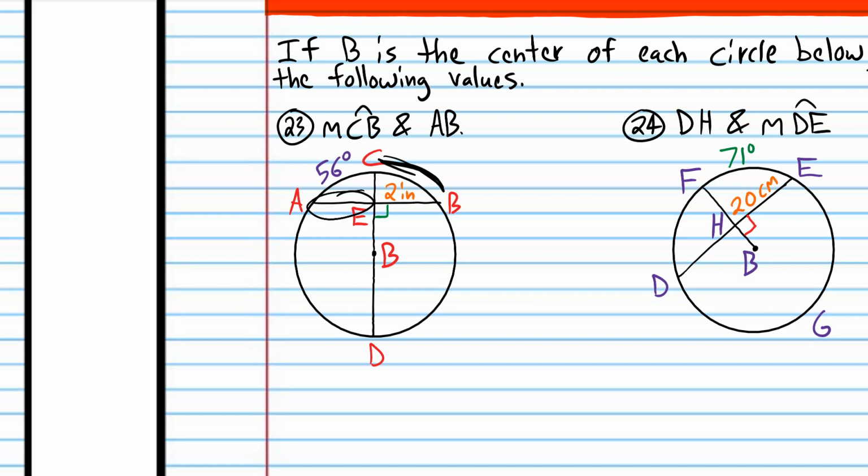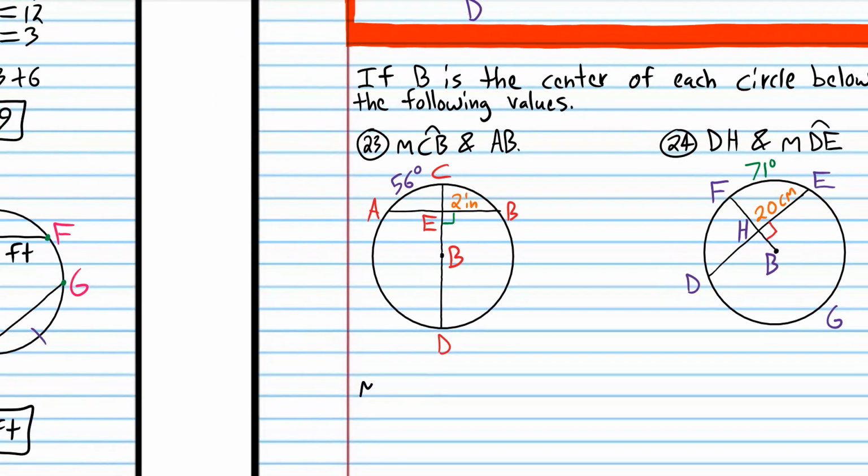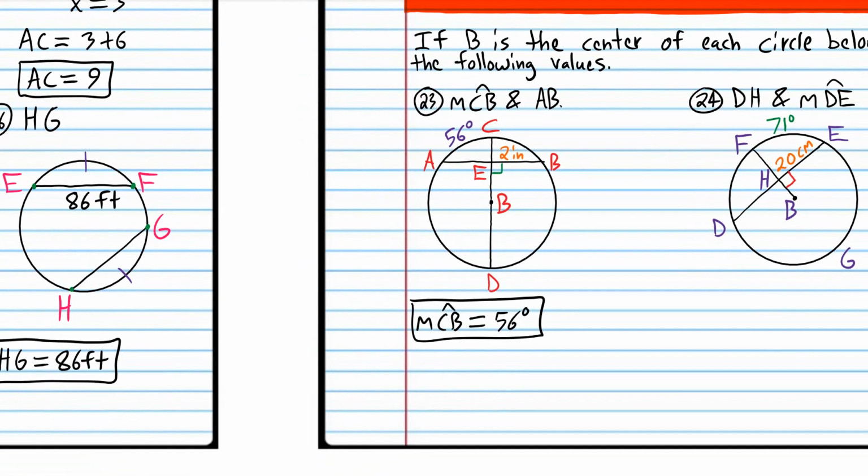So we want the measure of arc CB. So the measure of arc CB is equal to 56 degrees. That's pretty easy. And now we want AB. Now AB is equal to 2 times 2, which is equal to 4. So AB is equal to 4 inches. Just be aware it's not looking for AE in this problem. It's looking for AB. So you have to add that. You have to add 2 inches plus 2 inches is 4 inches.